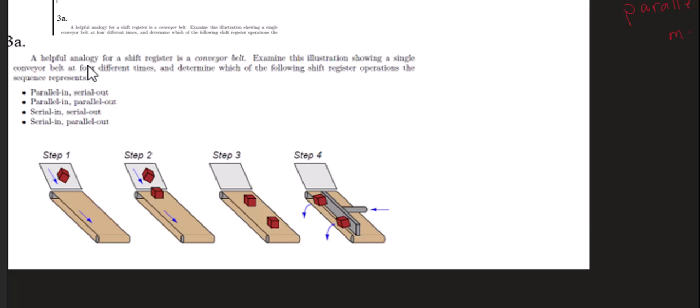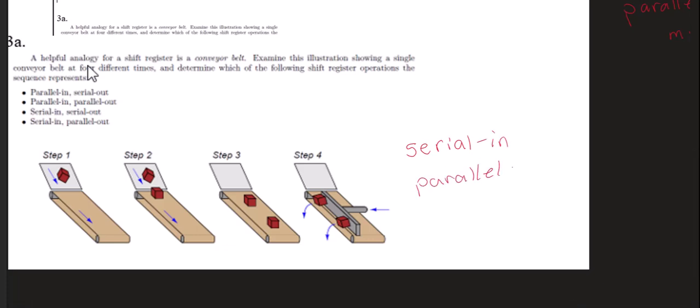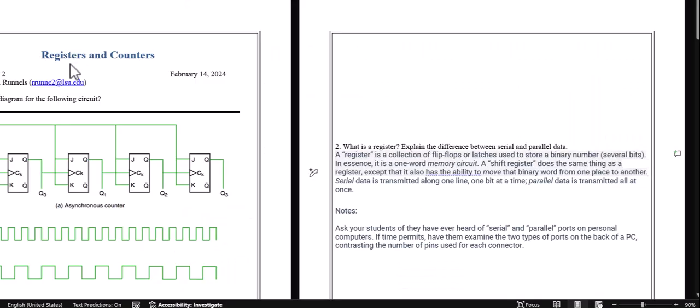So here's our 2-bit register. Would be serial in and parallel out. Yeah, it'd be serial in and parallel out. And how did you come up with that? It looks like the blocks are coming in one at a time and then clearing out at the same time. Yeah, serial in and parallel out. And when you load or retrieve things in parallel, you have parallel wires getting the data all at the same time.